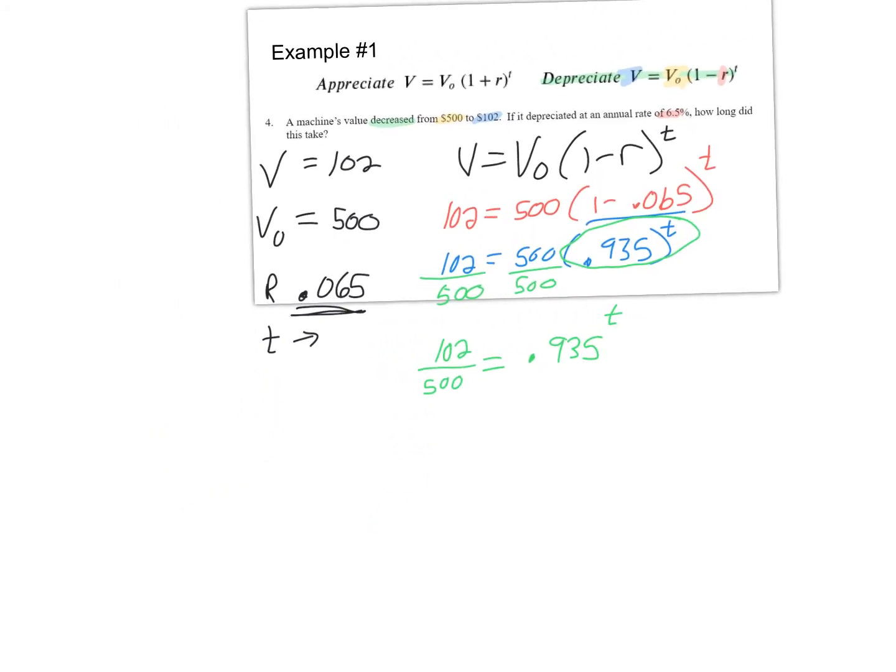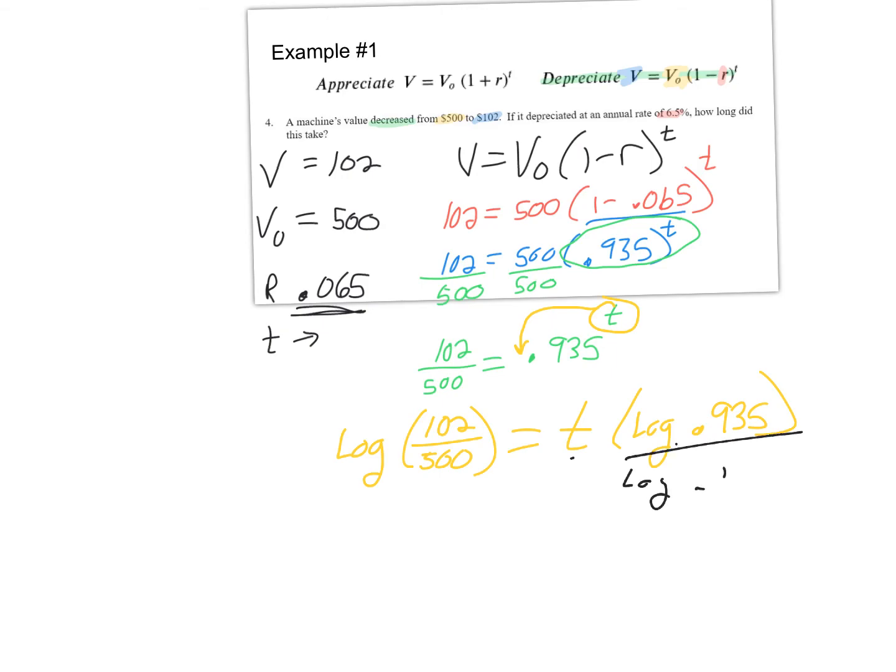So now at this point, we're going to have to use the logarithm because I got to drag this t down into the problem so I can actually solve it. So we're going to use a log. So we're going to go log of 102 divided by 500 equals t times log of 0.935. Now, I'm not going to go to the calculator yet. I'm going to take care of this t in this log. I'm going to get this out of here. I'm going to divide by the log of 0.935.